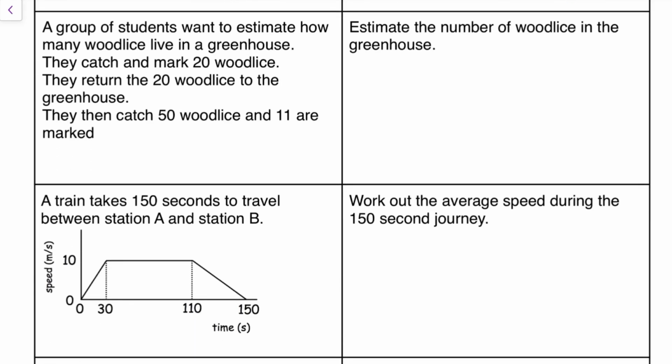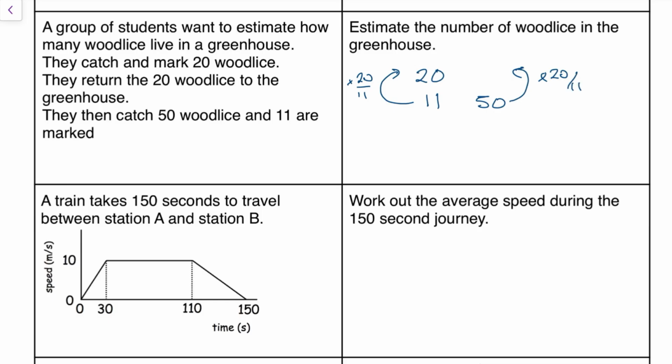A group of students want to estimate how many woodlice live in a greenhouse. This is one of these estimating sample questions. So they've caught 20 woodlice, and they return them all, and then they catch 50, of which 11 are painted green or whatever they're doing. They're marking them. What do I need to get from here to here? Well, I'm multiplying by 20 over 11. So to get the total population, I multiply by 20 over 11.